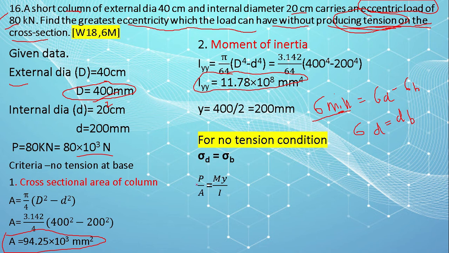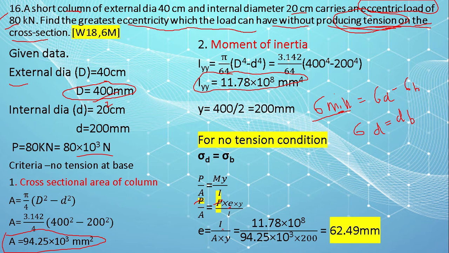Formula for direct stress is load divided by area. Formula for bending stress is M by I multiplied by y. This M can be written as P multiplied by e. So this P and P get cancelled. Therefore this e can be written as I divided by A multiplied by y. Put all the values of I, A and y.